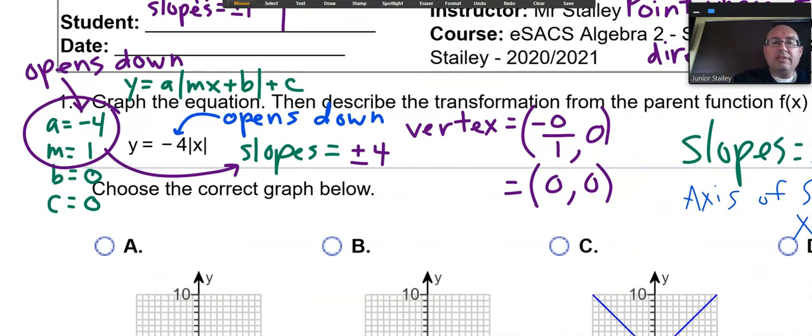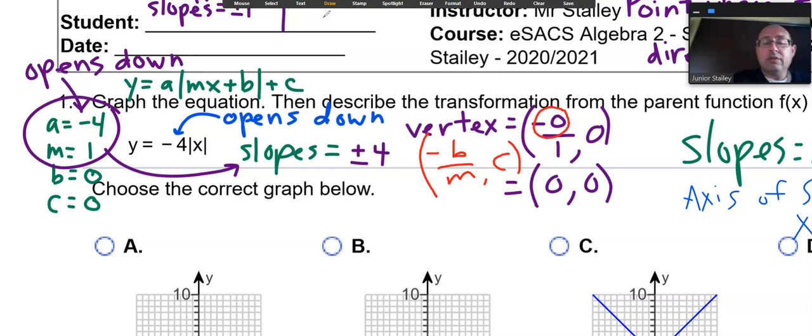If I want to go through the process of the opposite of b over m, remember that? Opposite of b over m, comma, c for the vertex. That would be the opposite of 0. Well, we know the opposite of 0 is still 0. And then we've got the m value, which is a 1. Anytime you take 0 and divide by anything, you still get 0. And then, of course, the c value is 0 itself. So 0, 0 is where this thing's starting from.